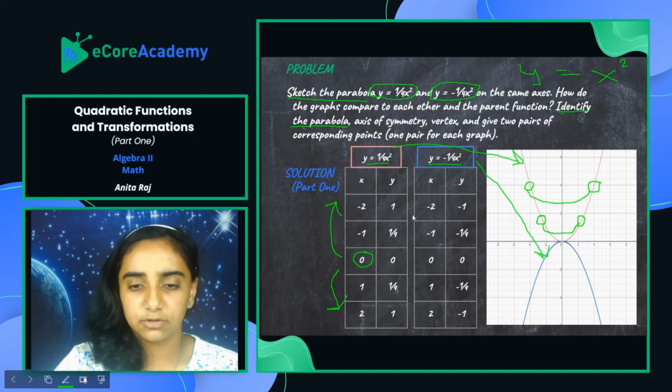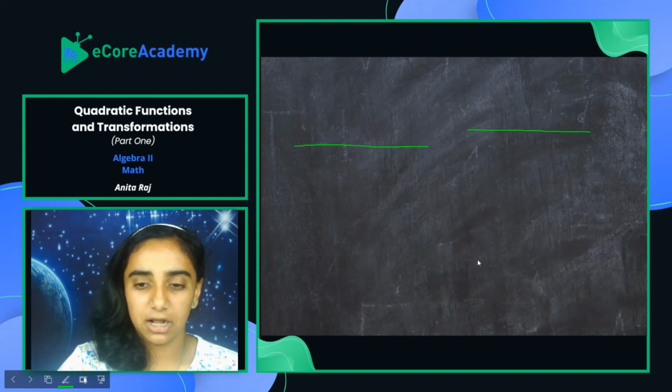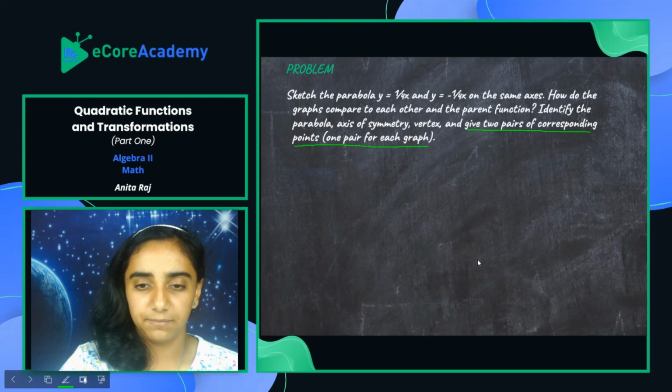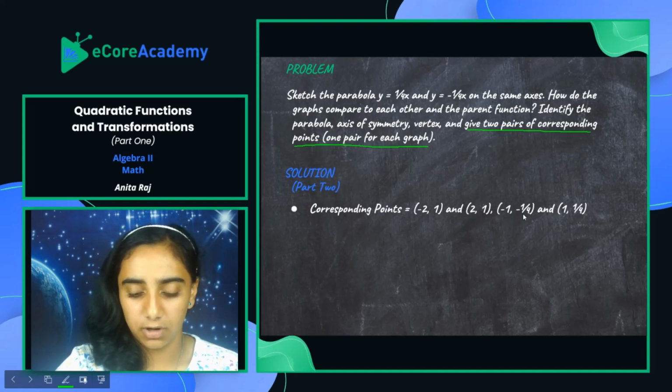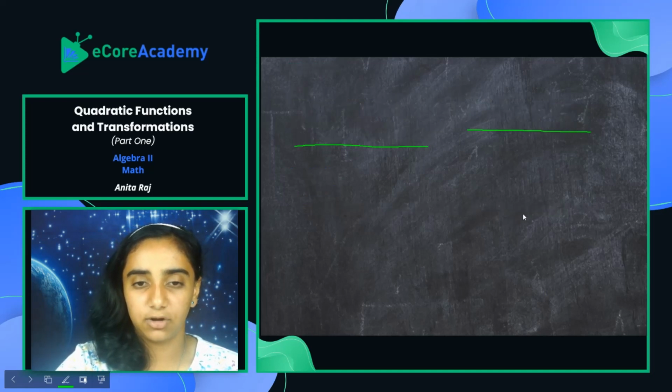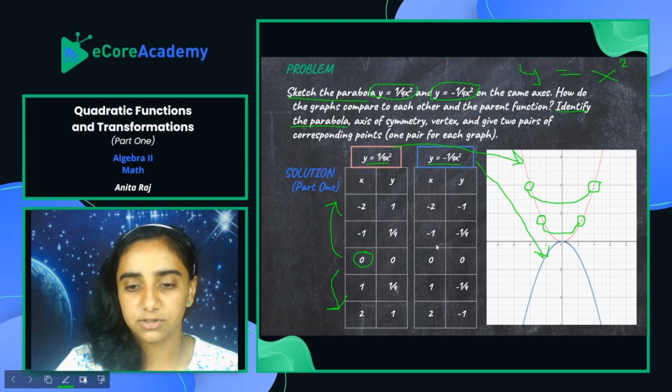So all you have to do is pick a pair of corresponding points from each column here, and that's what I did. I just picked from the first graph negative 2, 1, and 2, 1, like I just showed you, and from the second graph negative 1, negative 1/4, and 1, 1/4. I'll show you back on the previous slide. Okay, so negative 1, negative 1/4 would be somewhere right here, and then you would have 1, negative 1/4 would be something like right over here.